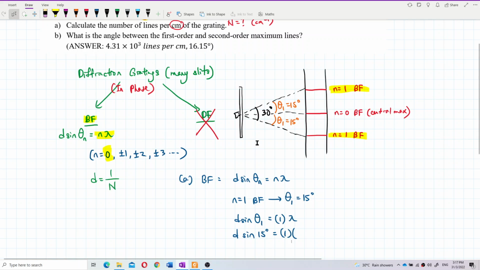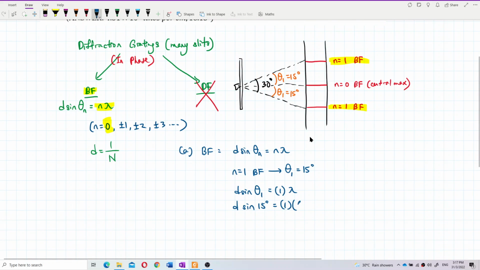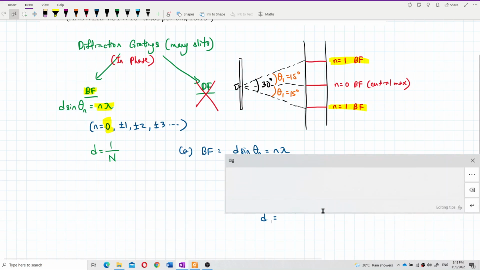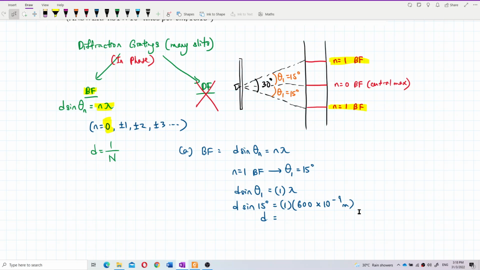What is the lambda value? Lambda is 600 nanometers. We need to change nanometer to meter, the SI unit. Nano is exponent negative 9. Remember your calculator must be in degrees. So 600 times exponent negative 9, divided by sine 15. I got 2.3182 exponent negative 6 meter. So I got my d.